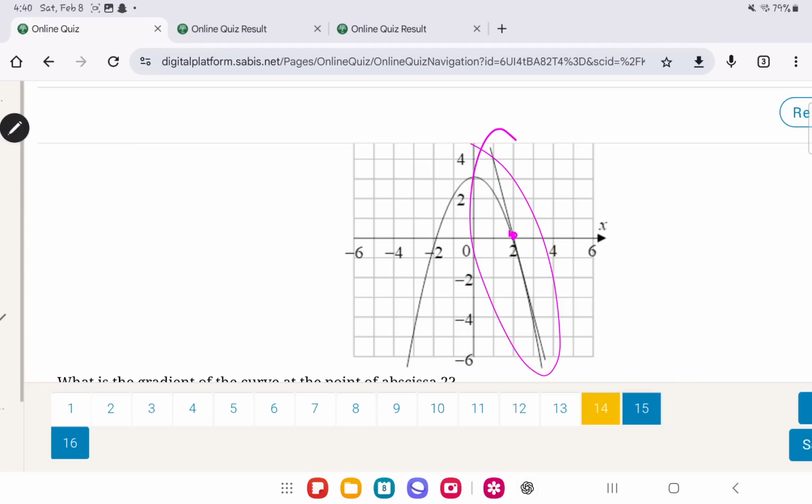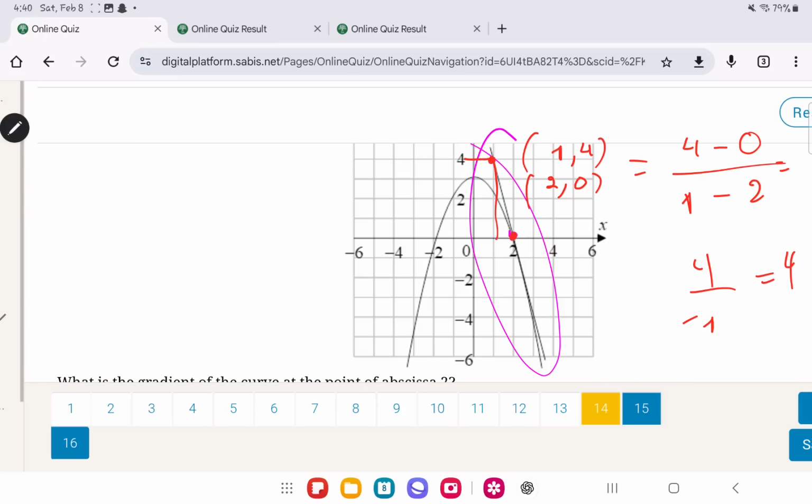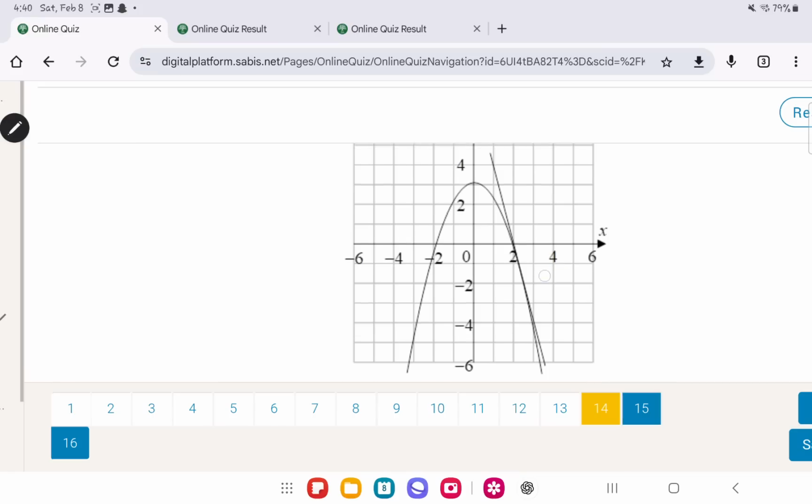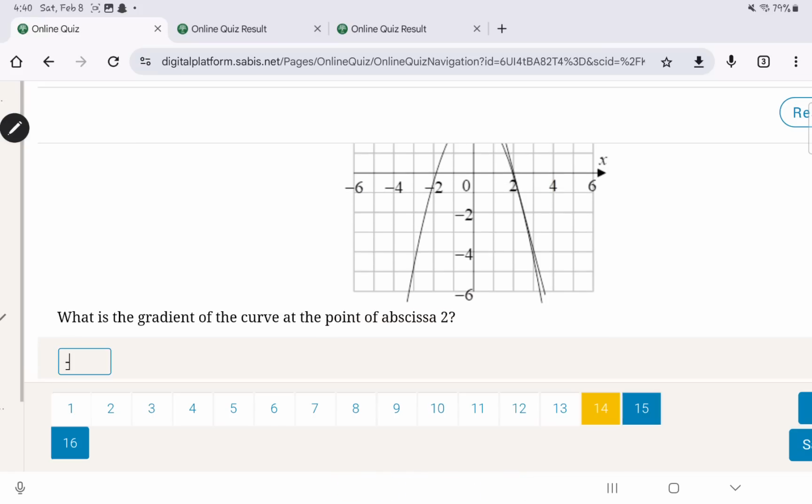So very simply, again, we're going to take any 2 points. So let's say this point over here and this point over here. This point over here is an x of 1 and a y of 4. And this point over here is an x of 2 and a y of 0. So it's going to be 4 minus 0 over 1 minus 2, which is 4 over minus 1, which is minus 4. So don't forget, minus 4 is the answer.